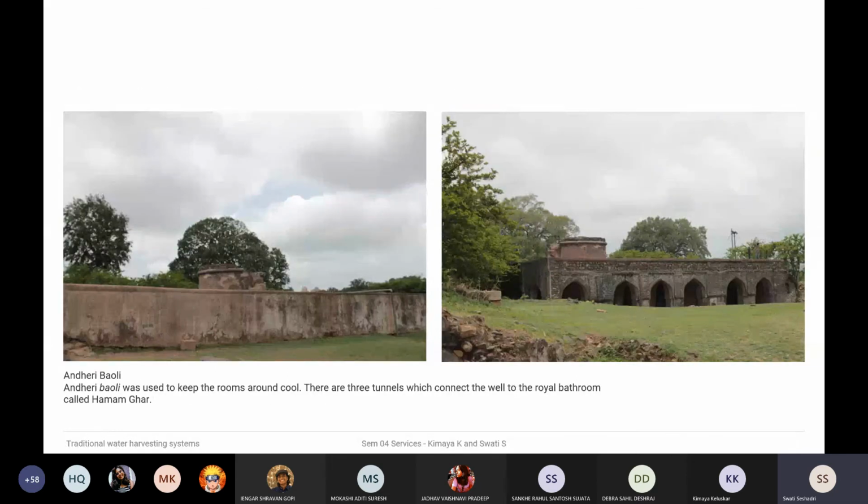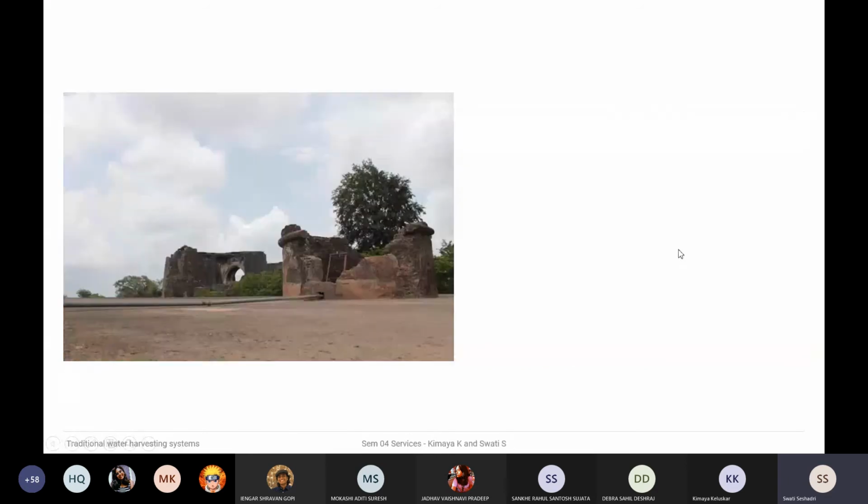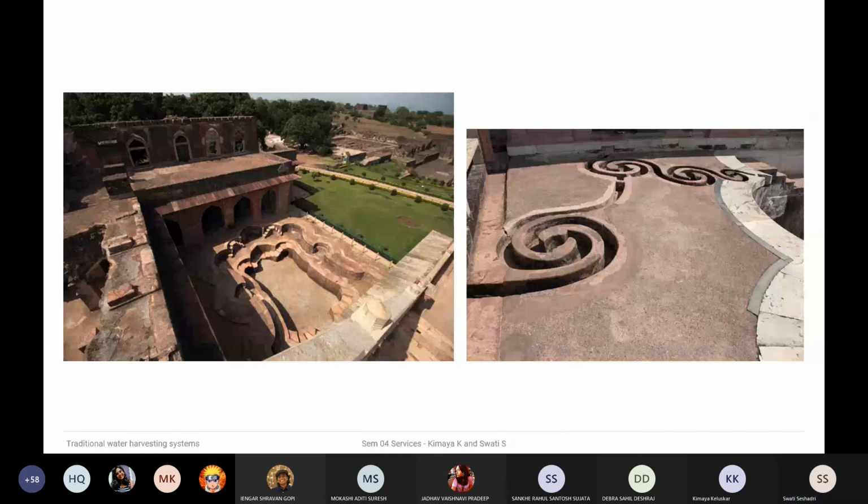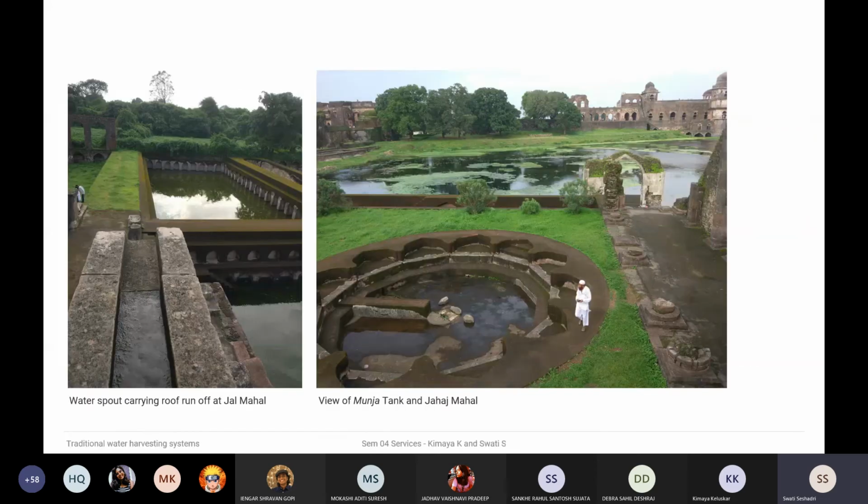This was the last one, which is the Andheri Baoli. It's also called that because it's a closed tank. It's not an open tank. And that is one that allows for the water to be taken to the hammams and the baths. It has a series of arcades around it, but essentially it's a circular tank which is taking your water to the hammams and the baths. So that's that. But Mandu as such is a very, very interesting place to understand various water systems. This is just one of them.